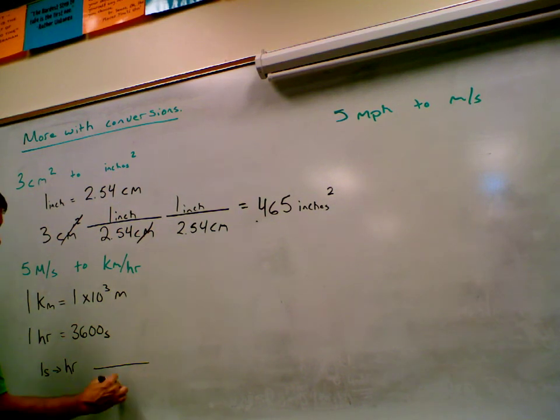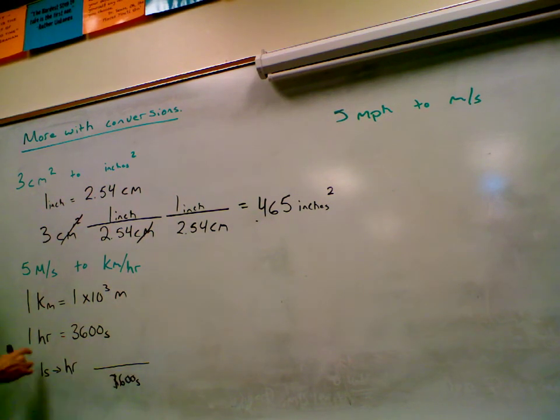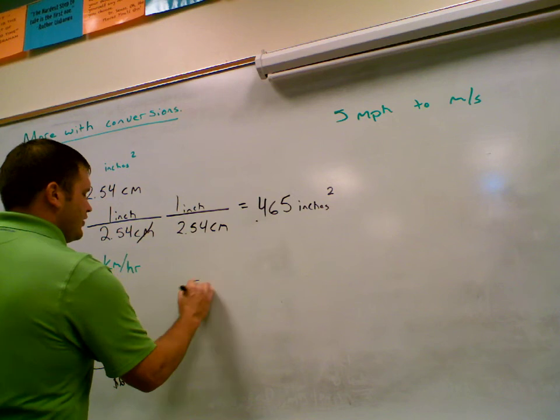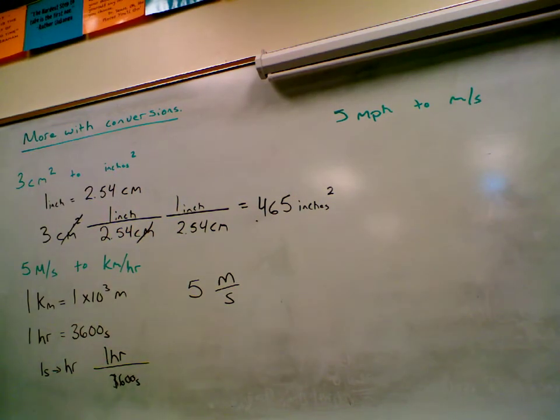Seconds would, right? So I'd have 3,600 on the bottom, right? And what would go on top? 1 hour, right? And that's if I was going to go just from seconds to hours normally, okay? But in this problem, where is the seconds? Where is it in my unit? If I have 5 meters per second, where's the seconds? On the bottom. Is that going to pose a problem?